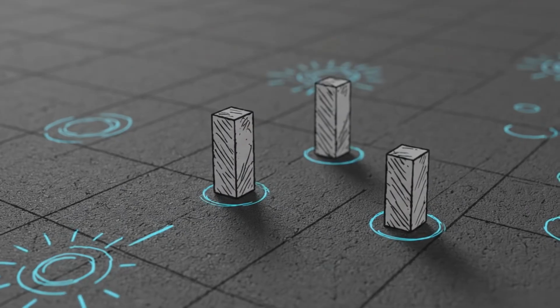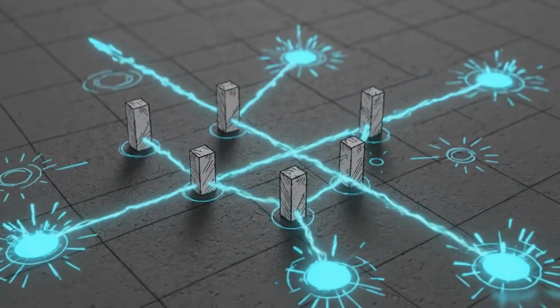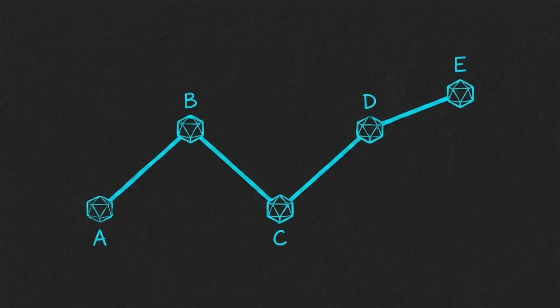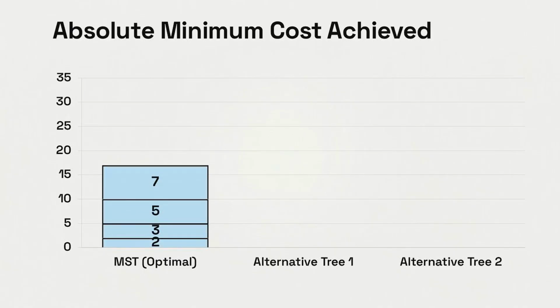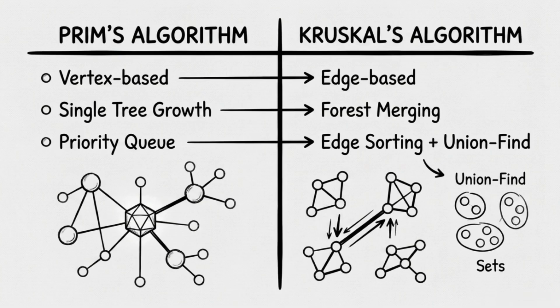Building an optimized network is a matter of repeating these simple logic checks until the structure is complete. Once the target edges are selected, our minimum spanning tree is finished. The sum of those selected weights represents the absolute minimum cost to connect every point. Looking at both methods, we see clear architectural differences. While Prim's algorithm expands from a single vertex, Kruskal's merges disconnected components across the entire graph. Prim relies on priority queues to track its expansion, while Kruskal requires edge sorting paired with disjoint sets.